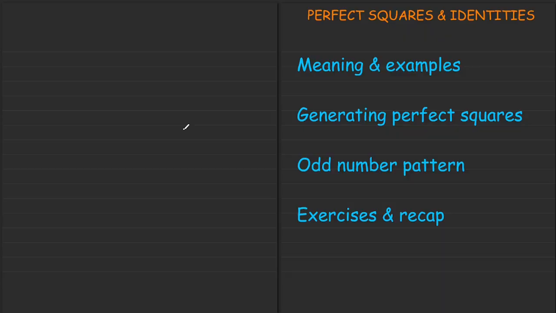In this lesson, we are looking at perfect squares and their identities. We look at the meaning of perfect squares, generate some perfect squares, and then we see perfect squares in relation to odd numbers. How do we get perfect squares from odd numbers? And we'll also look at some identities that we can use to evaluate perfect squares of binomial expressions. Without much ado, let's quickly look into it.